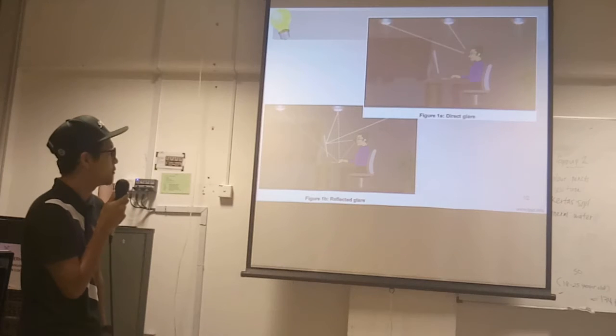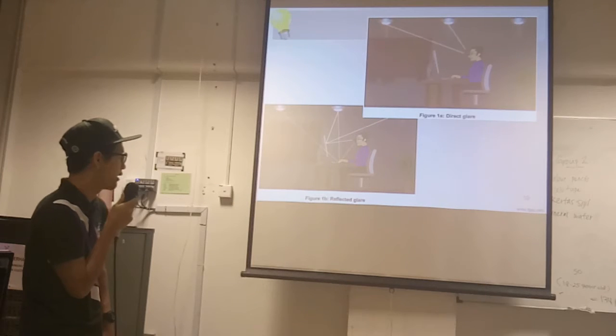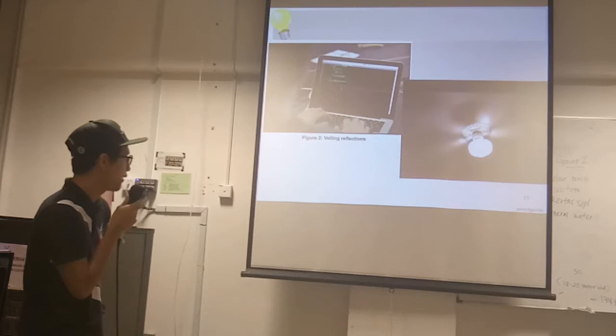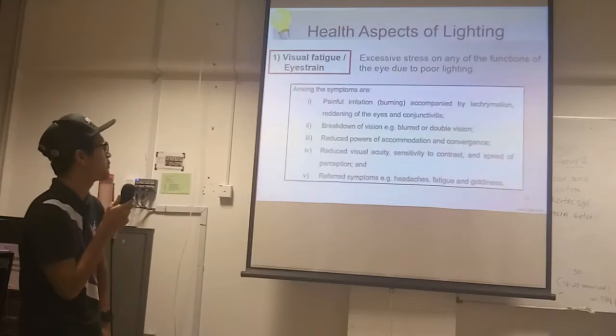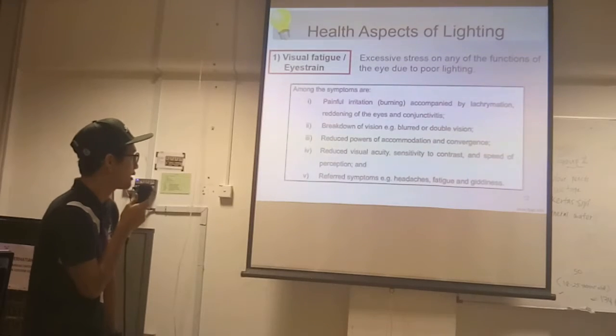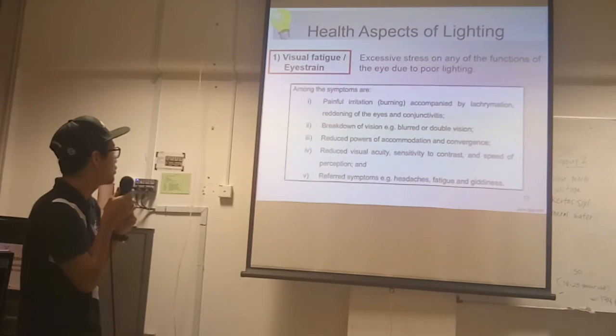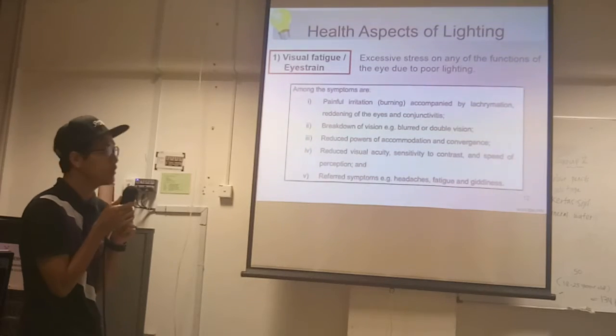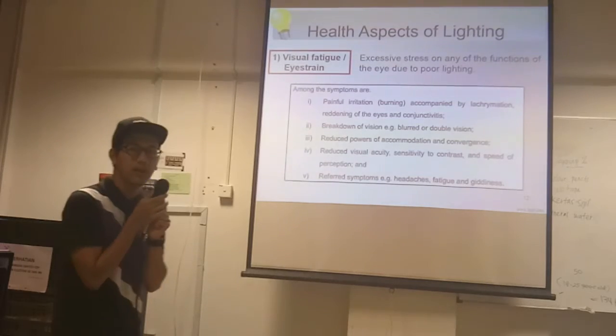Okay, this is the picture about the direct glare and reflected glare. And this picture is about veiling reflection. Okay, health aspect of lighting. The first one is visual fatigue or eye strain. It's about excessive stress on any of the function of the eyes due to poor lighting.